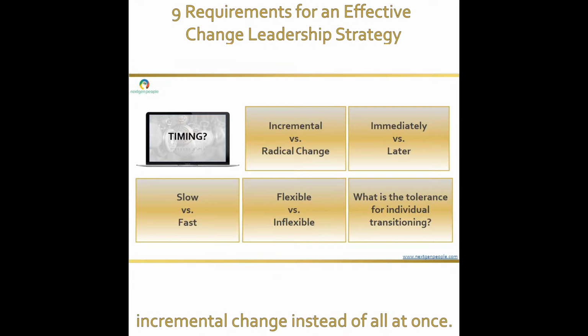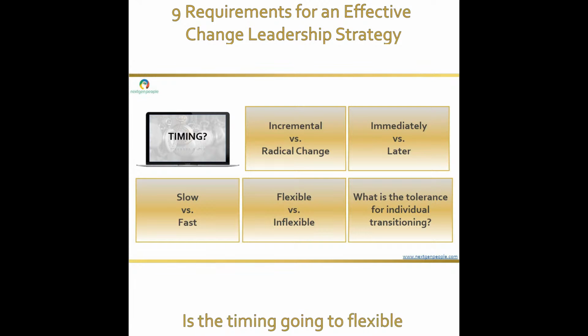You want to decide whether the transformational change is going to be immediately implemented or at a later time. Is this a transformation that needs to be sold for a couple of years before it's accepted, or immediately starting to roll out? Is it going to be rolled out very slow or very fast? Again, the change maturity should inform these decisions.